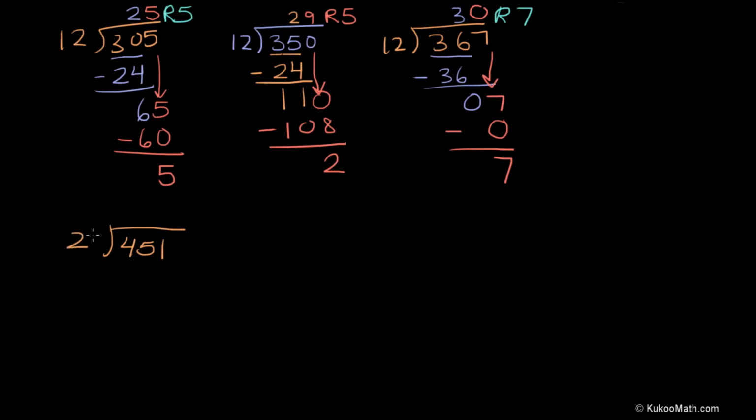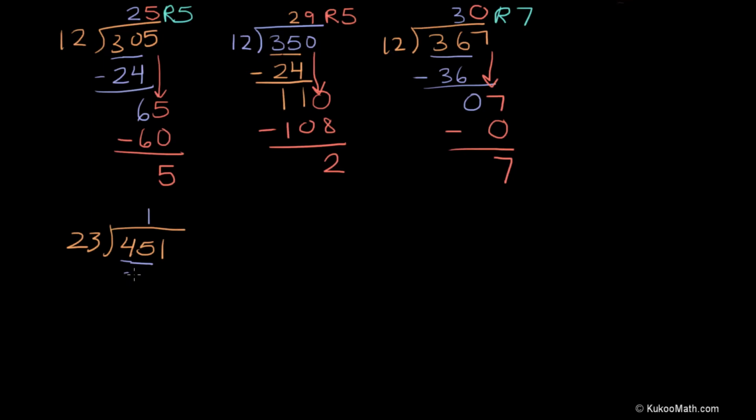(451) divided by 23. Our first step is to see whether 23 can go into 4. It can't, so let's look at 45. How many times can 23 go into 45 without going over 45? The answer to that is just once. Because if we did twice, 2 times 23 is 46, and that's more than 45.